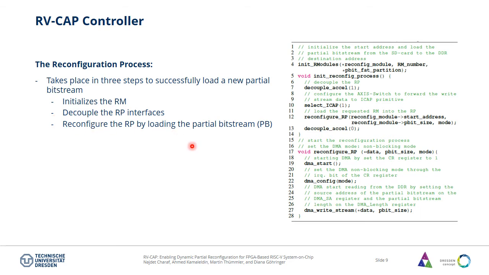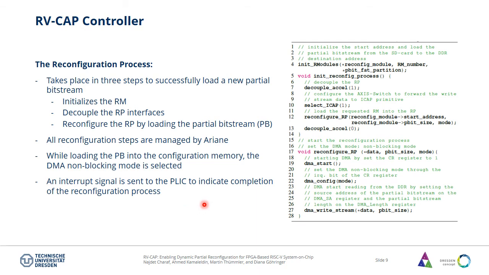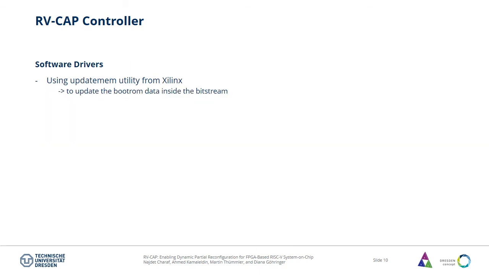The main part is to reconfigure the RP. This starts by enabling the DMA reading and writing channel, followed by selecting the DMA configuration mode, and then writing and transferring the partial bitstream data. All these steps are managed by Ariane, and like I mentioned, the non-blocking mode is selected here. At the end, an interrupt signal is sent to the PLIC to indicate the successful completion of the reconfiguration process.